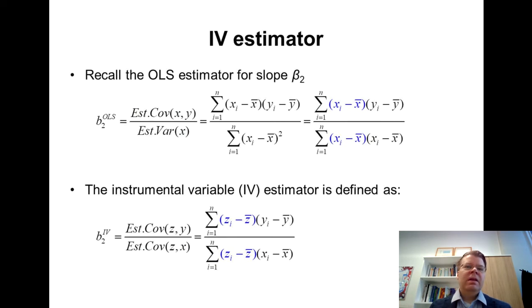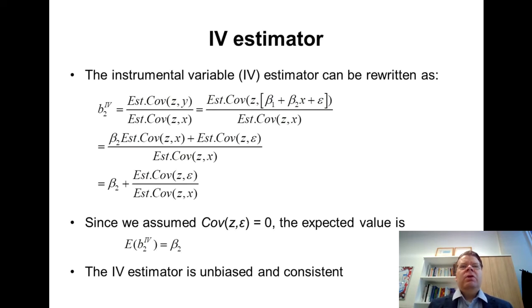This also can give you some intuition of why this instrument should be uncorrelated with the error term, but highly correlated with X, because the sample covariance of X and Z is actually in the denominator of this ratio. Okay? So this is how the instrumental variable estimator is defined in the case of single regression and when we have a single instrument only. I'll discuss later the case that we have multiple instruments.